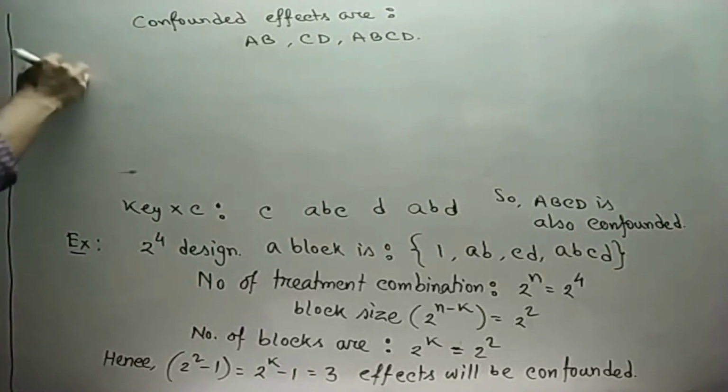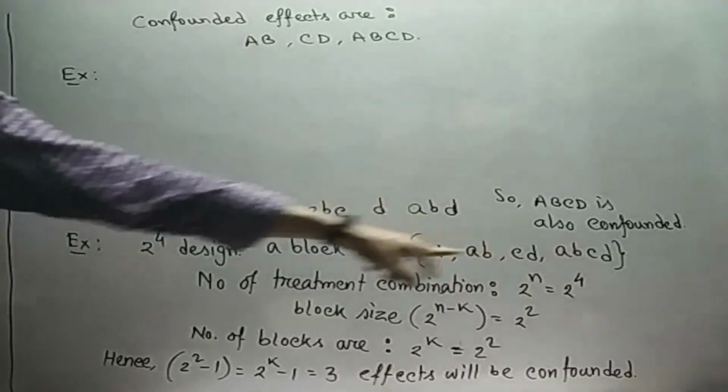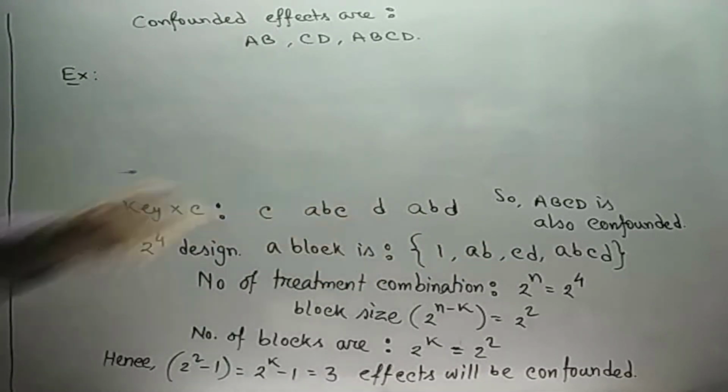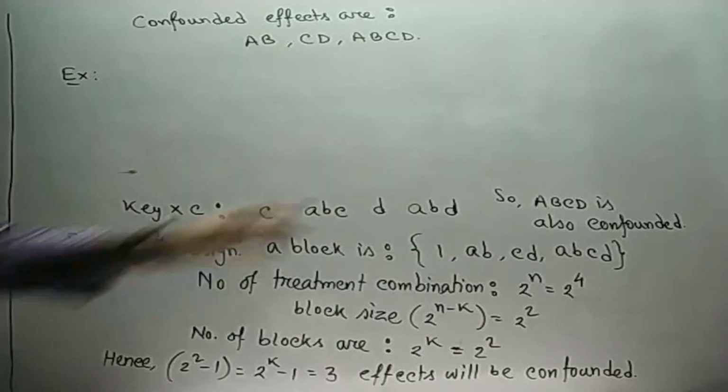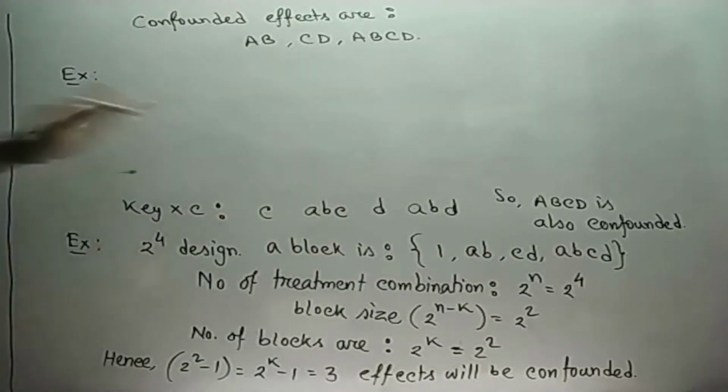So let's go to another problem. In the previous example, we saw that the key block is given to us. But the problem is if the key block is not given to us, if a block is given to us which is not a key block. So let's have an example for that.